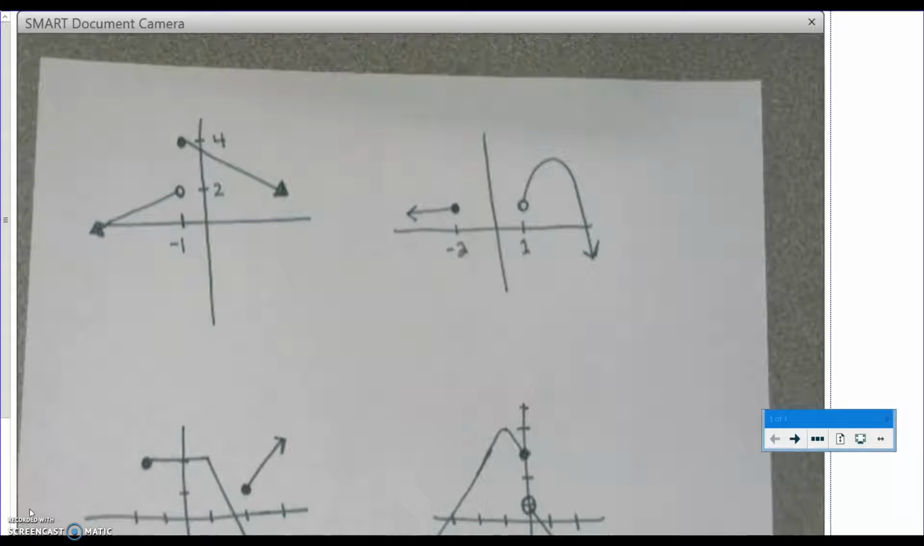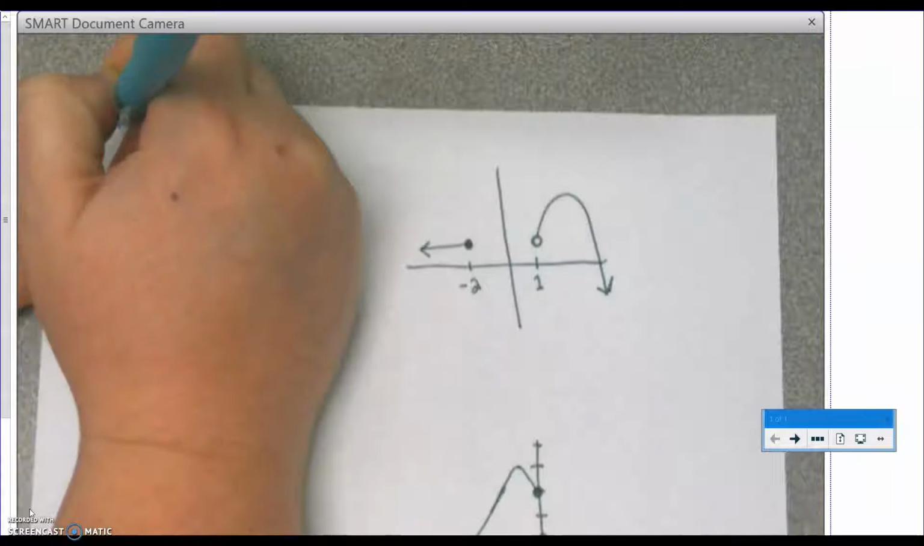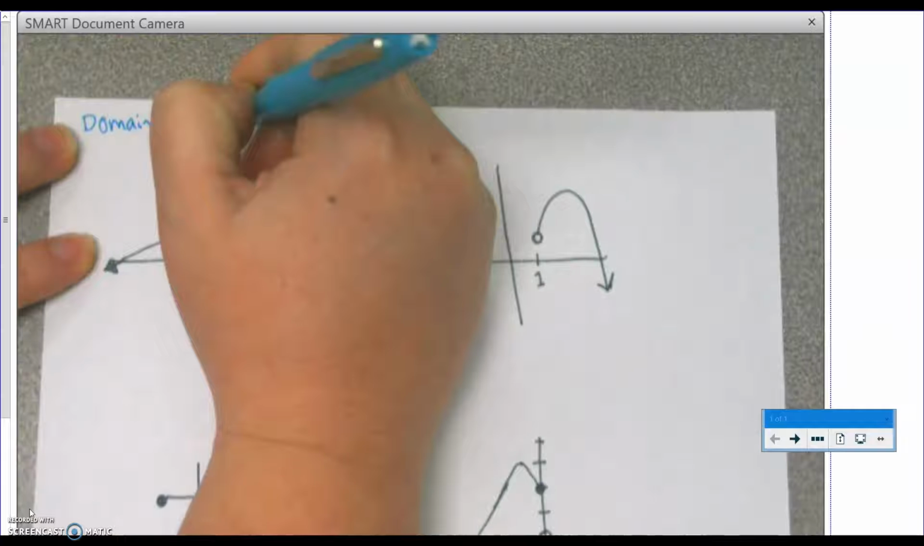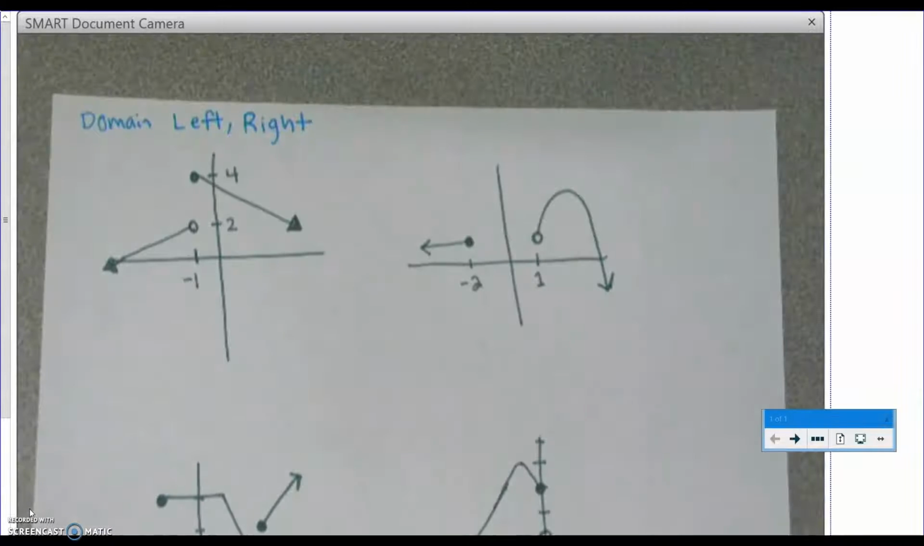All right, so with piecewise functions, it can be a little bit more challenging because you obviously have different pieces of the graph. Domain is still left to right. And the main thing we want to look for are arrows to the left, arrow to the right, and if there's any gaps in between where one piece stops and the other piece picks up.